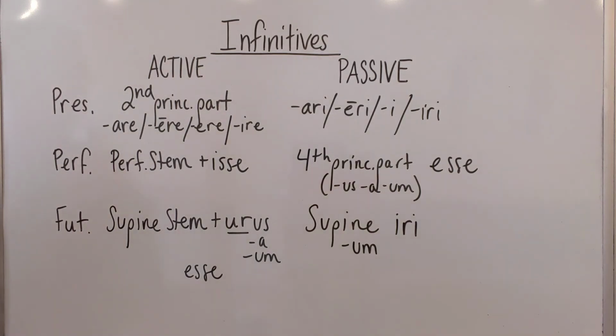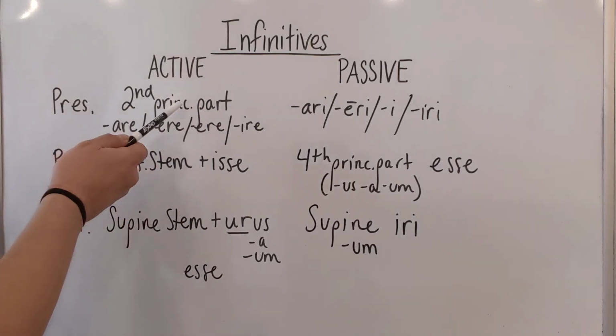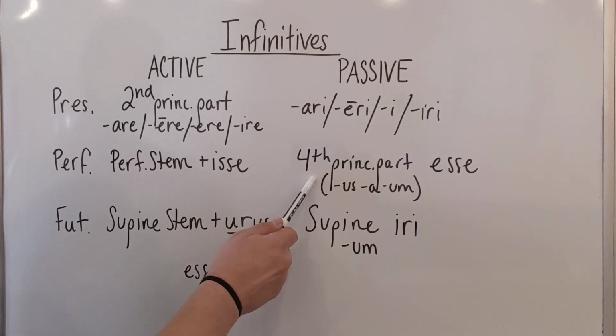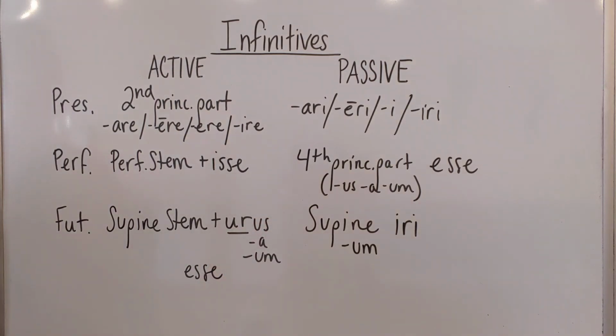And finally, how to translate these. The present active infinitive is translated "to verb." Its passive companion is "to be verbed." The perfect active is "to have verbed." The passive is "to have been verbed." The future active is "to be about to verb," and the future passive "to be about to be verbed."